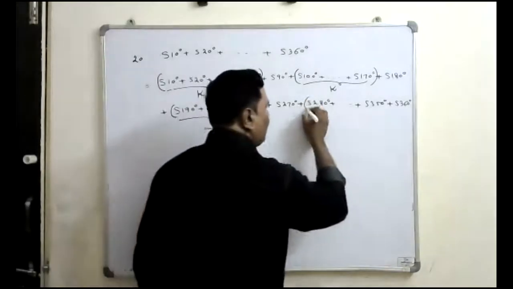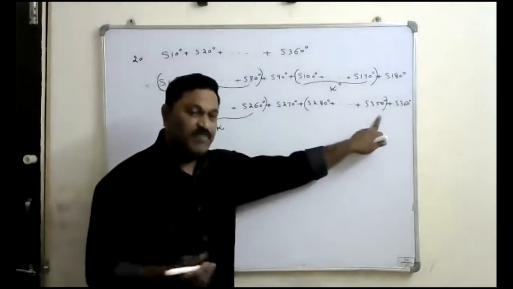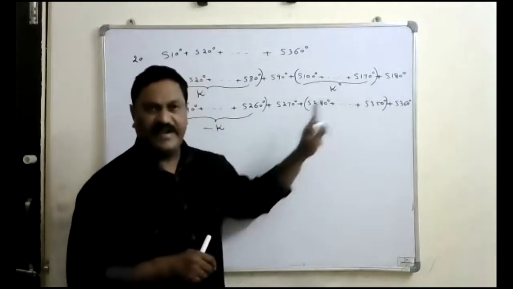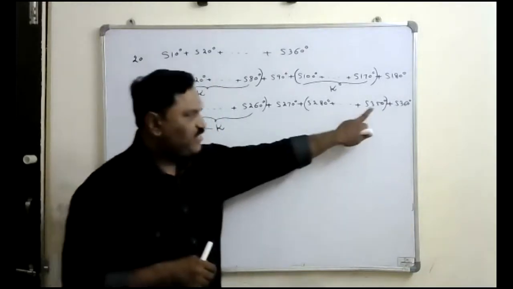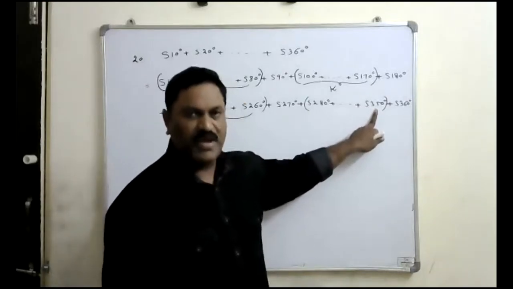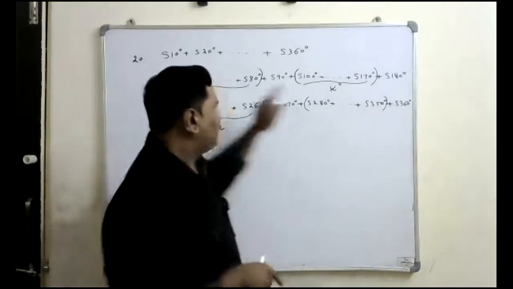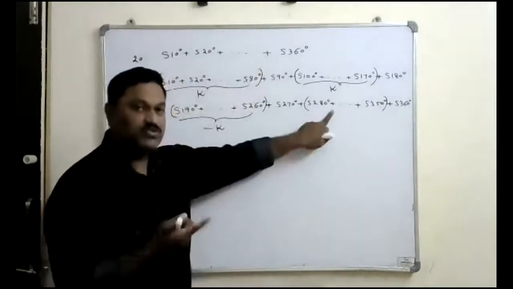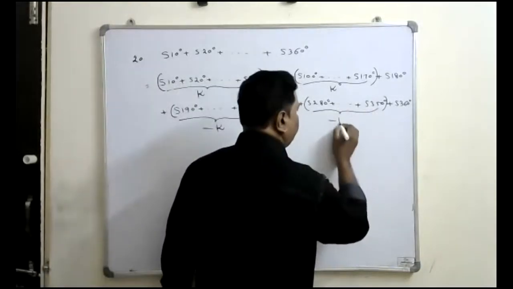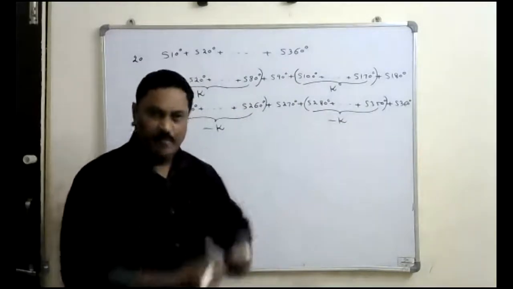Similarly, consider the angles from here to here. All these are angles of the fourth quadrant, and in the fourth quadrant sine is also negative. This 350 I can write as 360 minus 10. Sine of 360 minus 10 is minus sine 10. So we get the same values again, but with a negative sign. That's why this sum also becomes minus k.